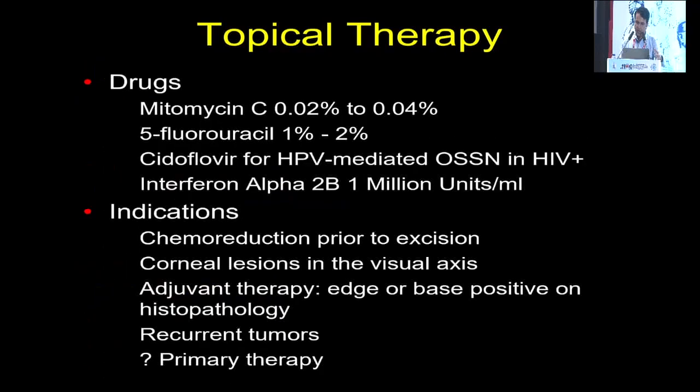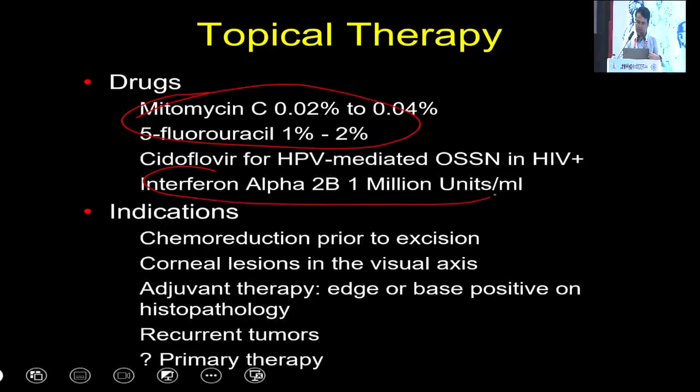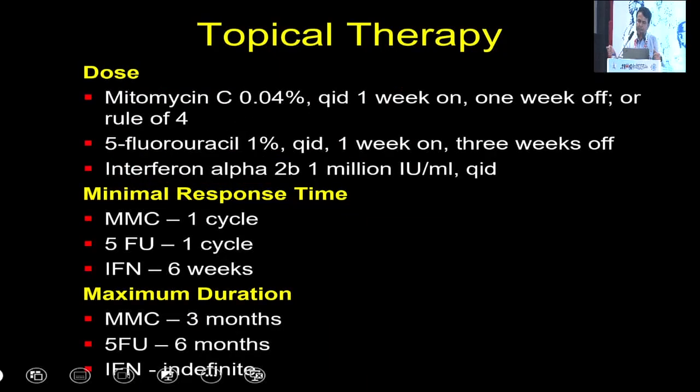Chemotherapeutic drugs are mitomycin and 5-fluorouracil. And immunotherapy that is used is interferon. These are the chemotherapeutic agents, and that is the immunotherapeutic agent. Now the dose that is used, you often keep asking. In mitomycin, it is 0.04% or 0.4 milligram per ml. QID, 1 week on, 1 week off is one protocol.